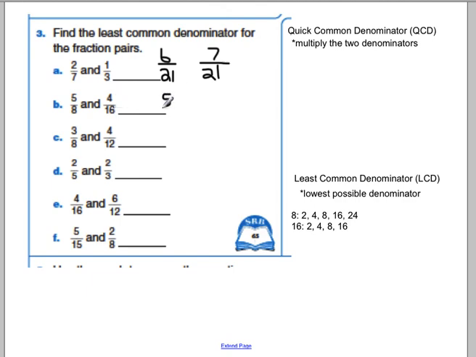So I can just leave 5/8 as it is, and then I can divide 4/16 by 2 over 2. 4 divided by 2 is 2. 16 divided by 2 is 8. And I can rewrite 4/16 as 2/8. Now I have common denominators, okay? And it's the least common denominator because it's the lowest possible denominator that works.